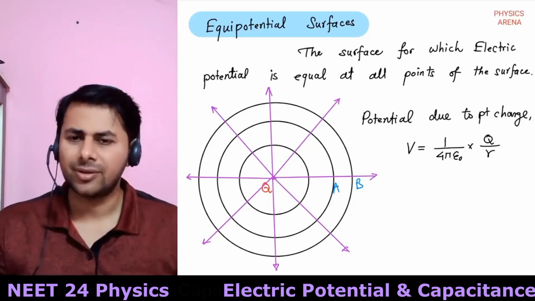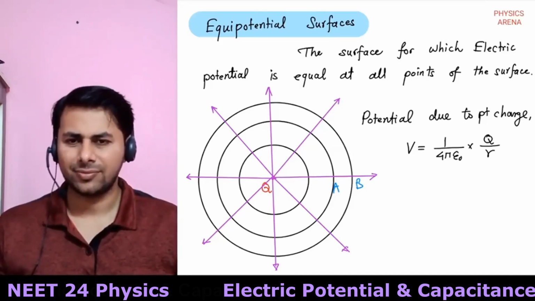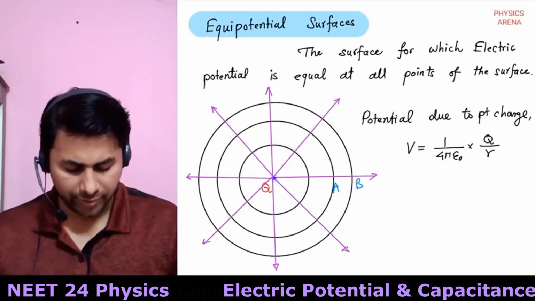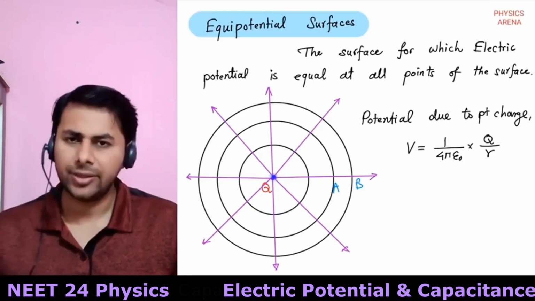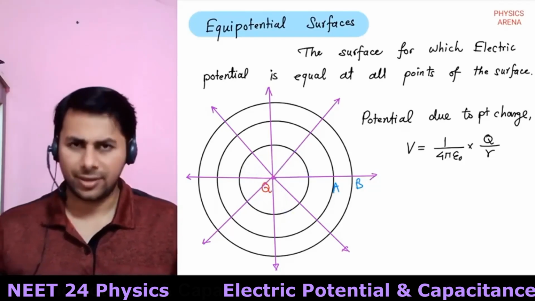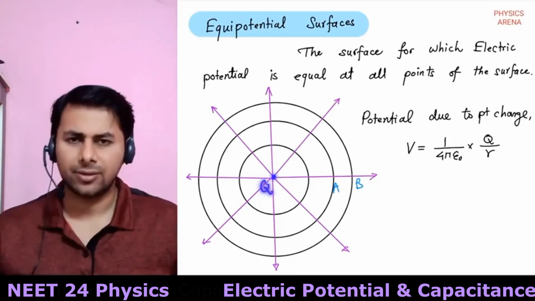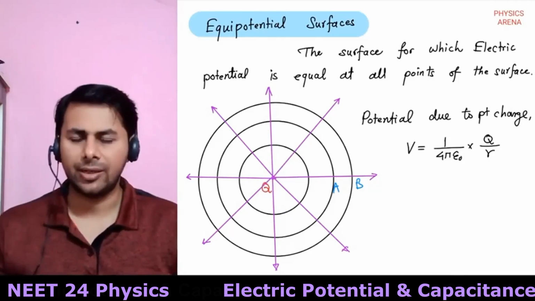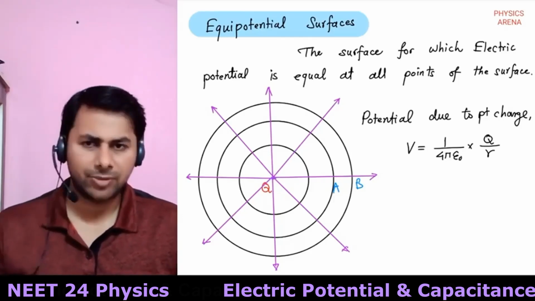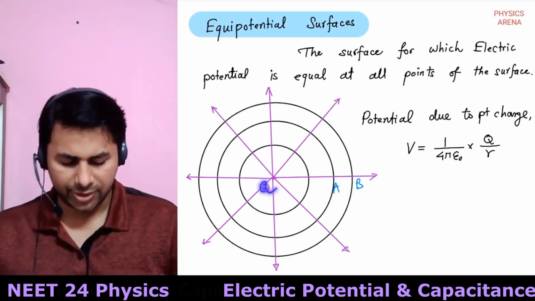What can you draw? You can draw a sphere. So here is that surface for which the distance of this point will be equal for all points of the surface, right? So the sphere is equidistant from this charge. When will it be equidistant? When this point is at the center of the sphere. So this is the equipotential surface for this charge q.